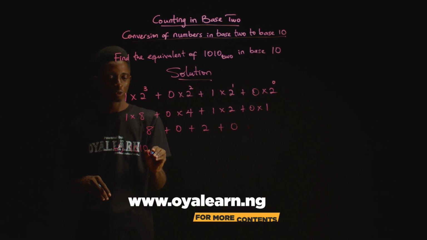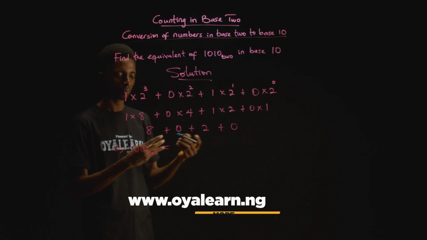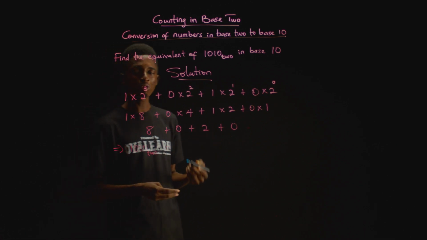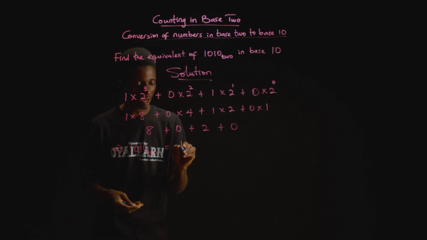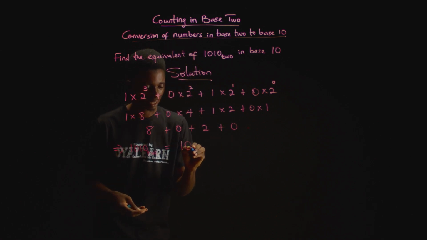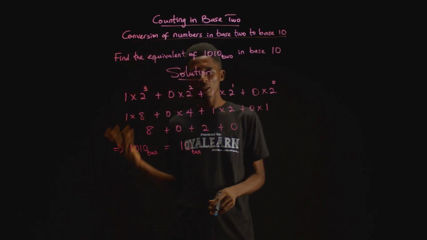1010 base 2 equals 8 plus 0 is 8, plus 2 is 10, plus 0 is still 10. So we have 10 base 10. And that's how we convert from base 2 to base 10.